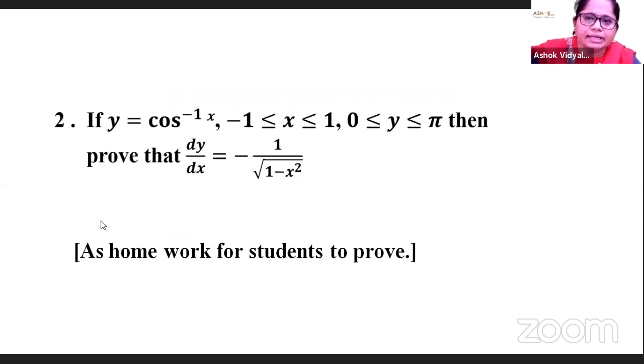Now the second result is y is equal to cos inverse x. Here x lies between -1 and 1 and y lies between 0 and pi. Then prove that dy by dx is equal to -1 upon under root 1 minus x square. Students, this proof is homework for you, because you should try to solve this theorem. This theorem is just like the sine inverse result. Okay, now prove that as homework.